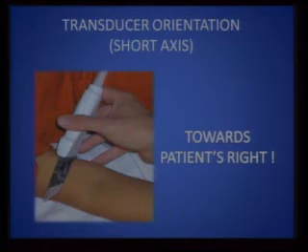So how you can do it is, for example, if this is the probe, you apply some gel on that, and you just wiggle it on one end. If you see the movement towards the orientation marker, that indicates the right side. And when you place it in short axis, that has to be towards the patient's right, and in long axis, it has to be towards the patient's head end.